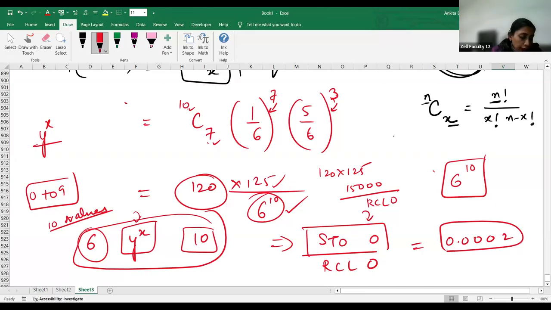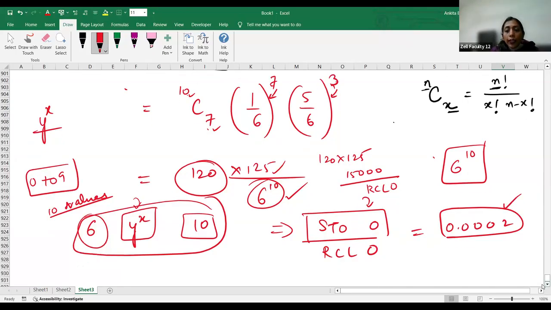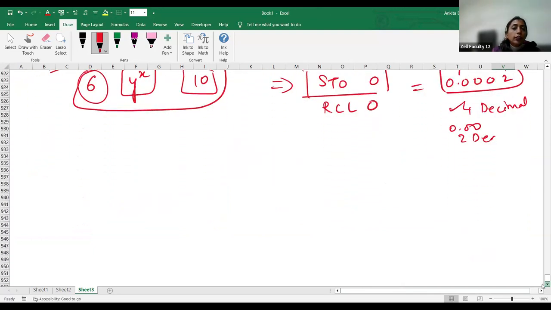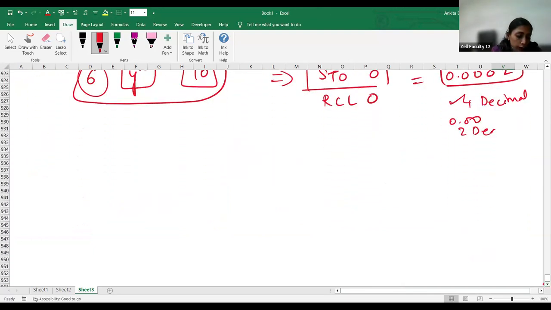So on your calculator, you have to check how many decimal places it is set on. My calculator is set on 4 decimal places, so therefore I can get 4 numbers after the decimal. If your calculator is set on 2 decimal places, you'll get 0.00. How to set your calculator for 4 decimal places? You have to go to second and decimal. Second and decimal.